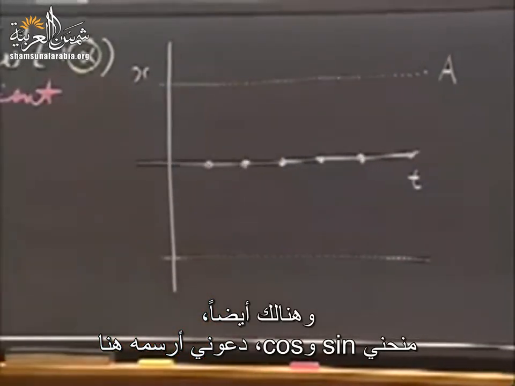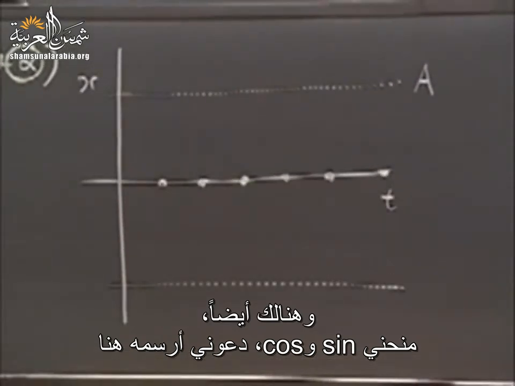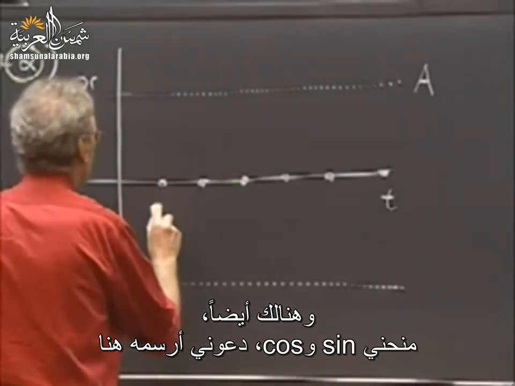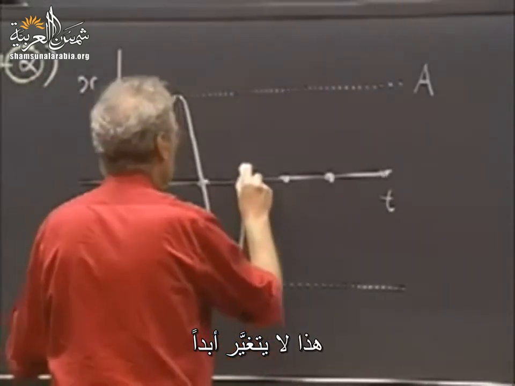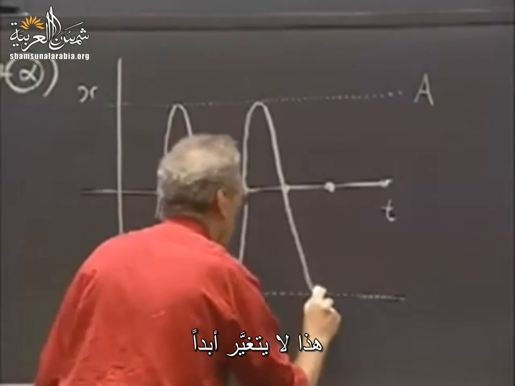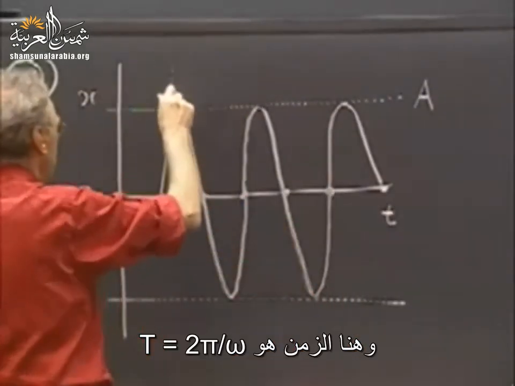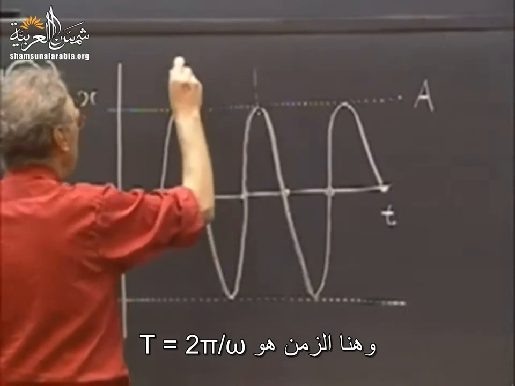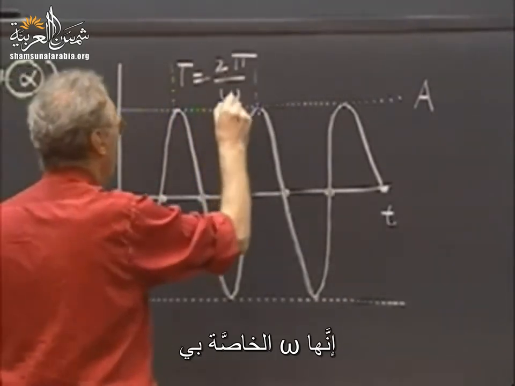And so out of that pops a nice sinusoidal curve. Let me put it in here. And this never changes. This goes on forever and ever and ever. And this here, this time t, is 2 pi divided by omega, my omega.